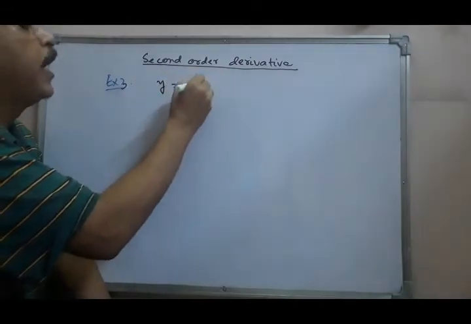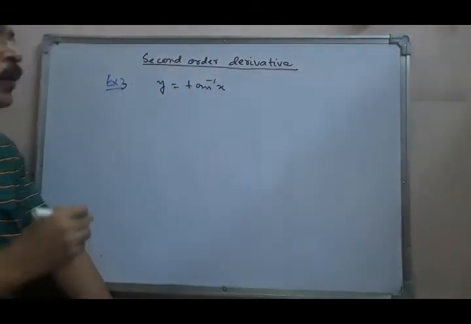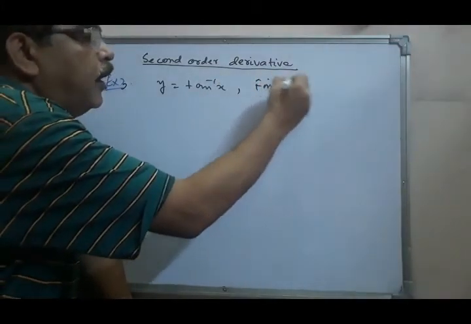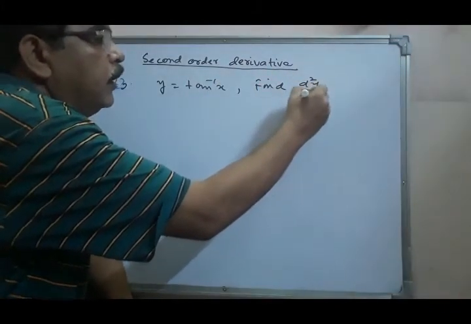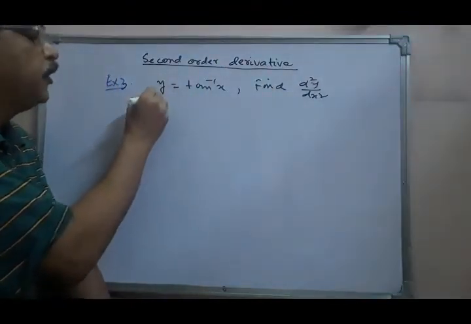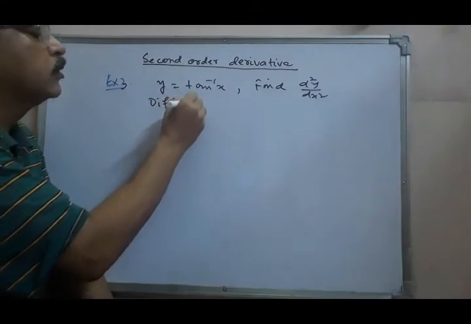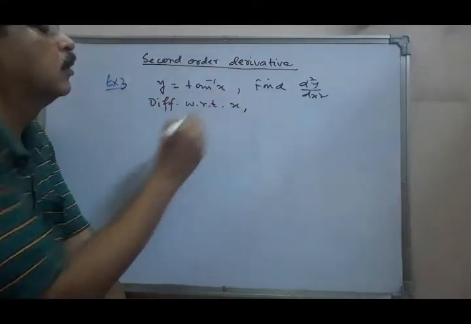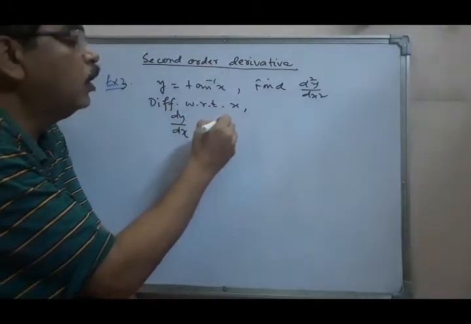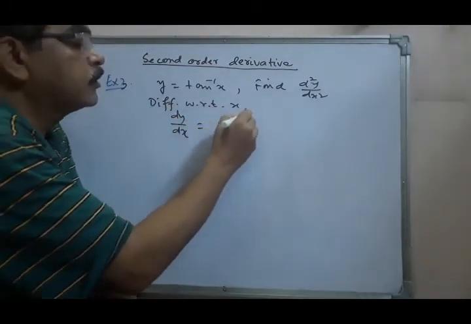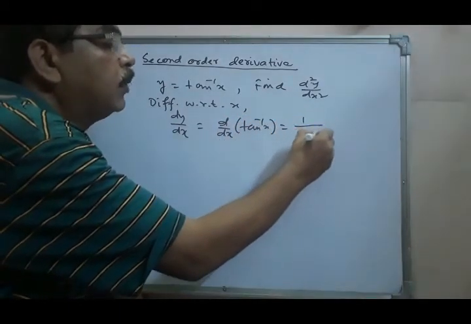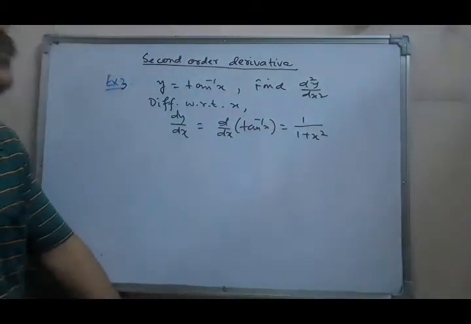Example 3. y equal to tan inverse x. So how to find the second order derivative? Find d2y by dx2. So first differentiating with respect to x, what will we get? dy by dx equal to d/dx of tan inverse x, which is 1 by 1 plus x square.